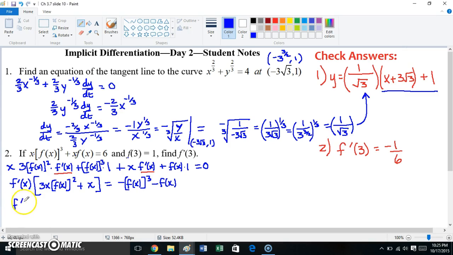Isolating f prime of x, we will get negative. I'm going to factor a negative away from these guys. So negative f of x cubed minus f of x. I could have factored an f of x as well, but we'll leave that for now. Divided by, I'm going to factor out an x times 3 f of x squared plus 1.